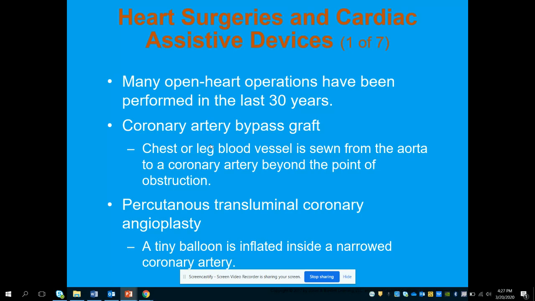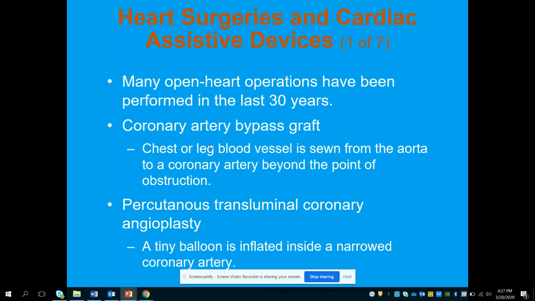Talking about past heart surgeries and cardiac assistive devices. So open heart surgeries have been performed for decades. And so there are different types, different reasons that they're doing them. Coronary artery bypass is where they take a chest or leg blood vessel and sew it into the aorta and coronary artery beyond the point of obstruction, basically bypassing that part that has now died off so that the rest of the heart can continue to get blood flow.